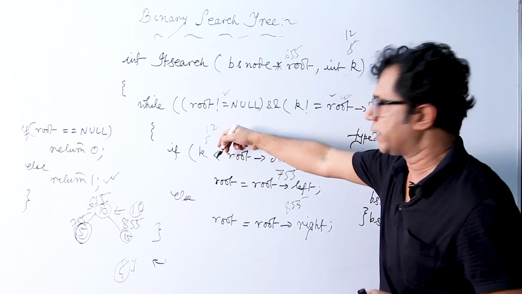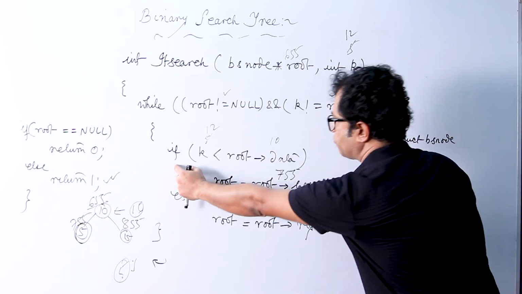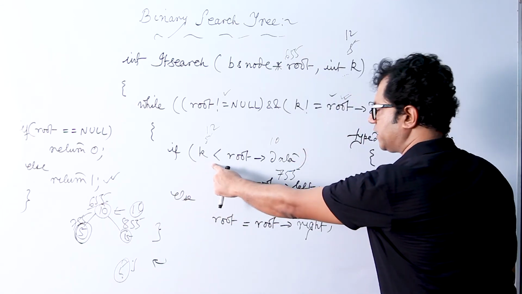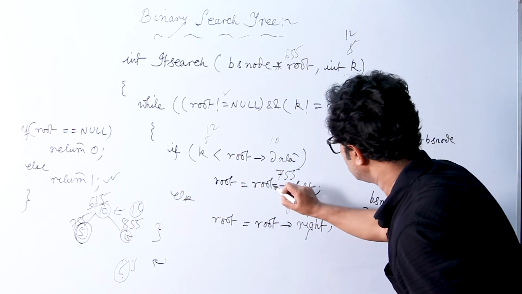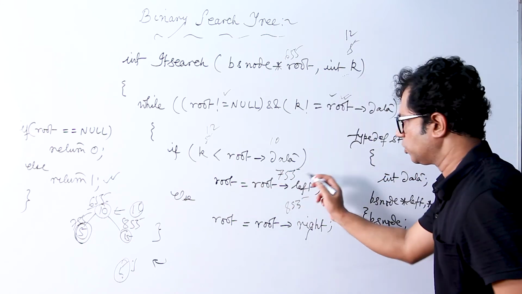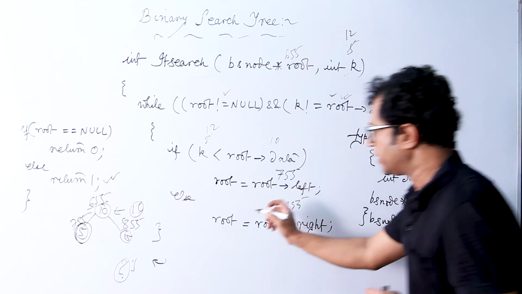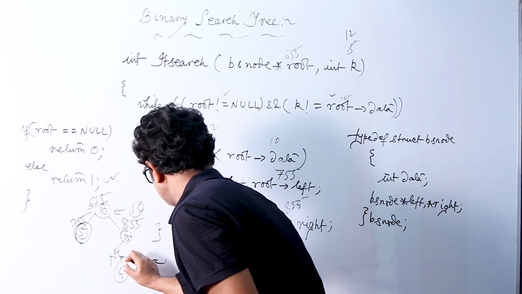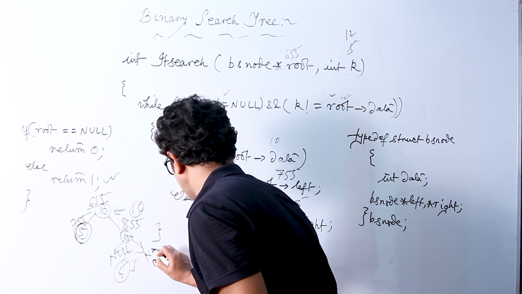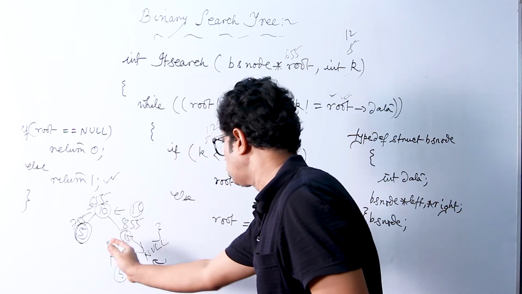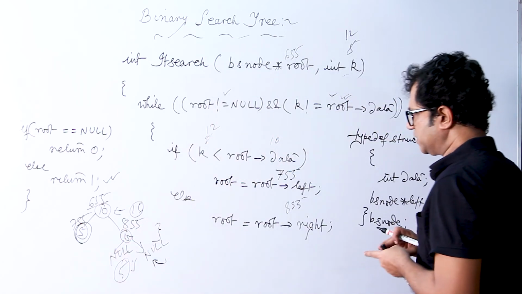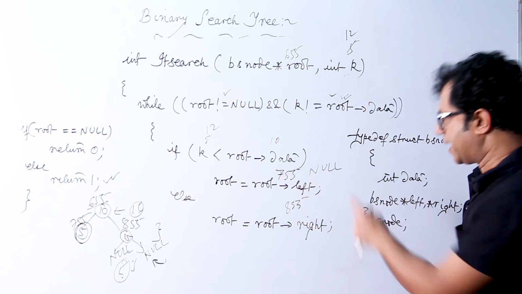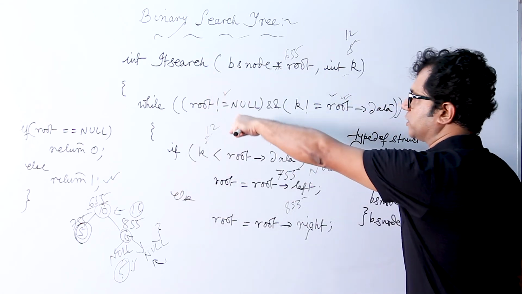Then we again enter the while loop for the second time and see, if k less than root data. K is 12 and root data is now 15. Yes, k is definitely less than the root data. Then we go to root is equal to root left. Root left will now become null, because the left pointer points to null and the right pointer also points to null. So this root now will become null, and we go out of the while loop and try to enter the while loop once again.